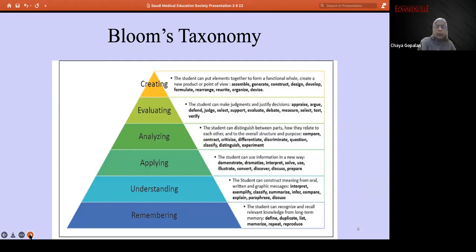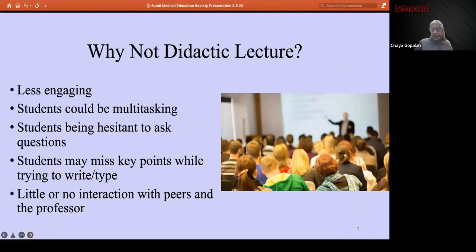So now we are talking about why not didactic lecture. Some of it I mentioned already, less engaging, obviously. Students could be multitasking. Everyone has a phone or a laptop in their hands, and they may be doing other things besides listening to lecture, or maybe listening to lecture, taking good notes, but they may be hesitant to ask questions when they don't understand.